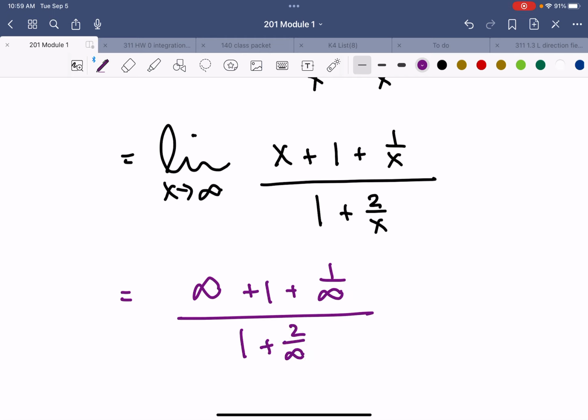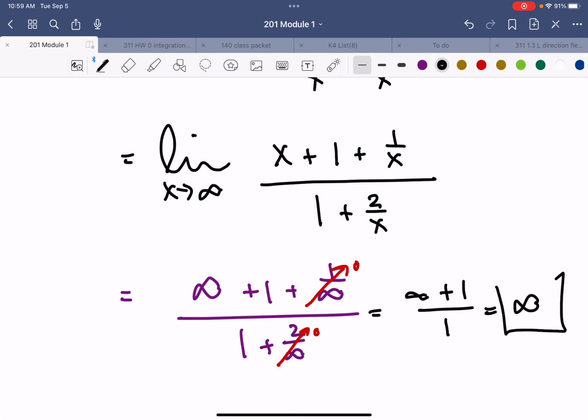Now this isn't technically correct mathematical writing, but we're going to let that slide. Now, what happens when you have 1 over infinity or 2 over infinity is that your one cookie is shared with everyone in the world. So those are both zeros. So this turns out to just be infinity plus 1 over 1, and that's just infinity, which matches what we got in our solution for number 5.